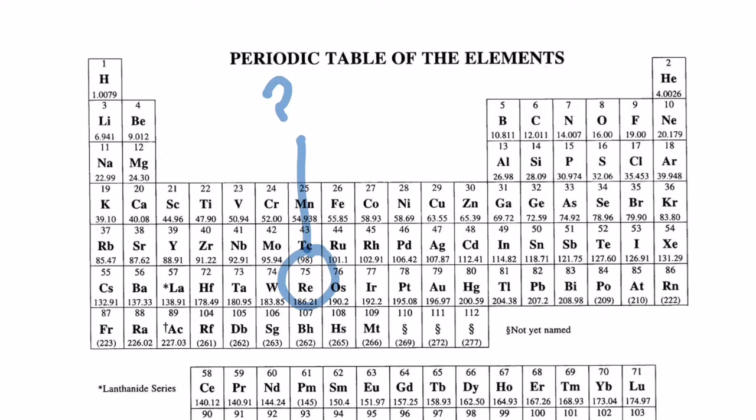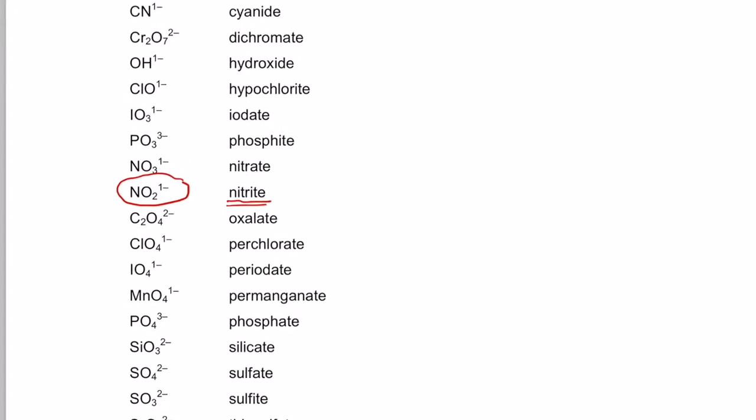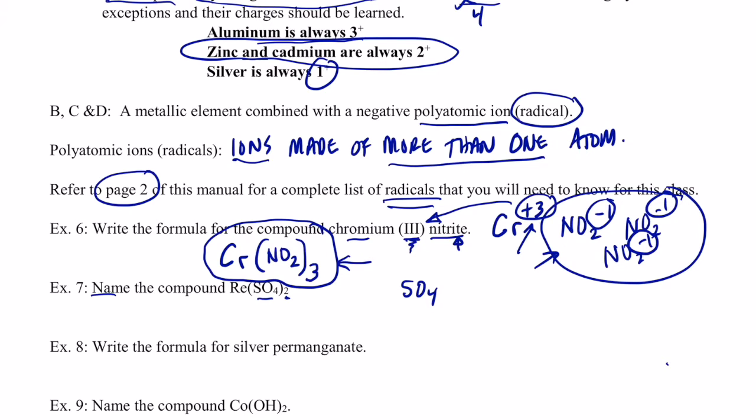Once again, its charge is going to be a mystery for a minute. So let's see what it's bonded to. Looks like it's bonded to 2 SO4s. So let's see what SO4 is on our polyatomic chart. SO4, here we go. It's called sulfate, and each one has a -2 charge. Okay, so each one of those is -2.